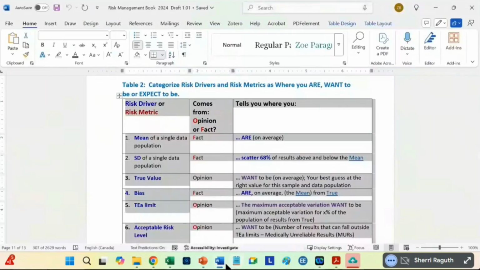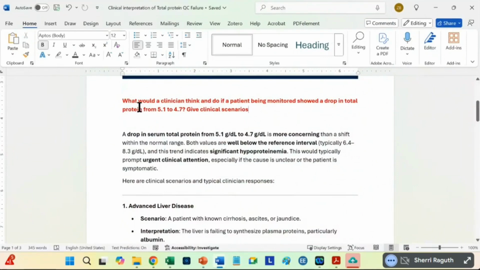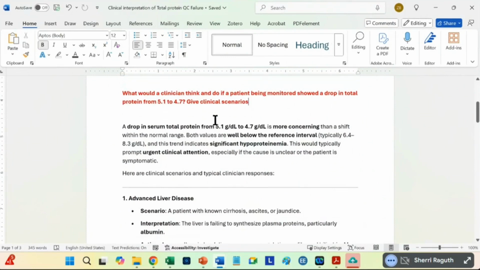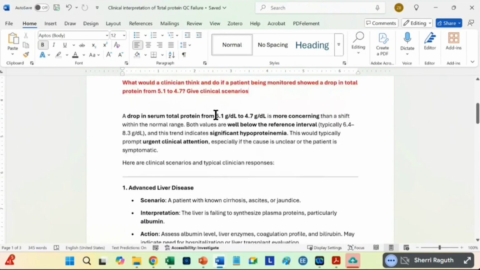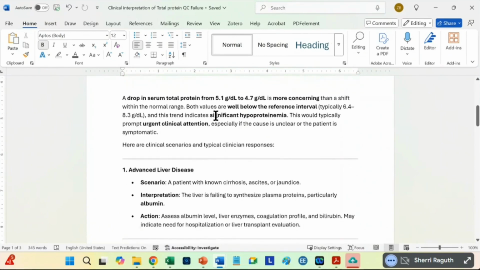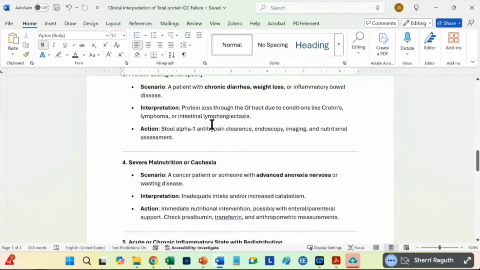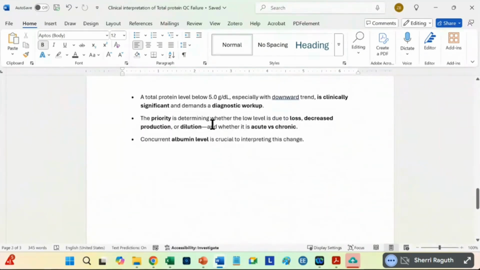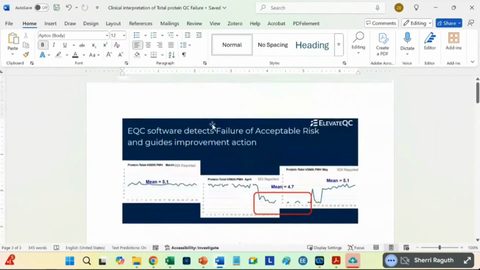One thing we can help you with is what a clinician would think and do if a patient being monitored for total protein dropped from 5.1 to 4.7. You can ask AI to give you some of these allowable error limits, or we can work on developing this. So here's what might happen for advanced liver disease and so on. But if that value dropped and it was 3 point something, at this low level, it was a very different situation.